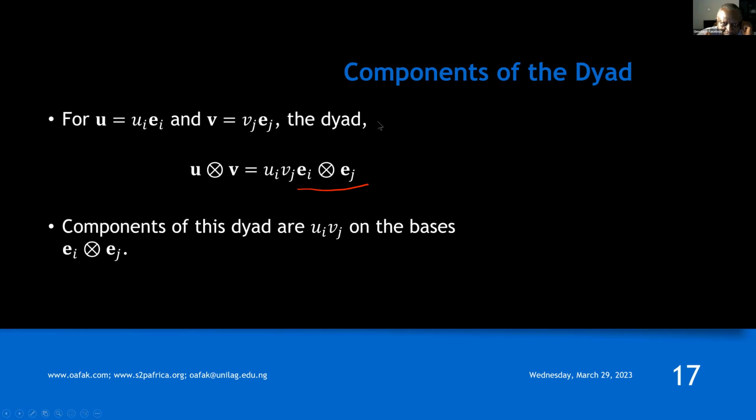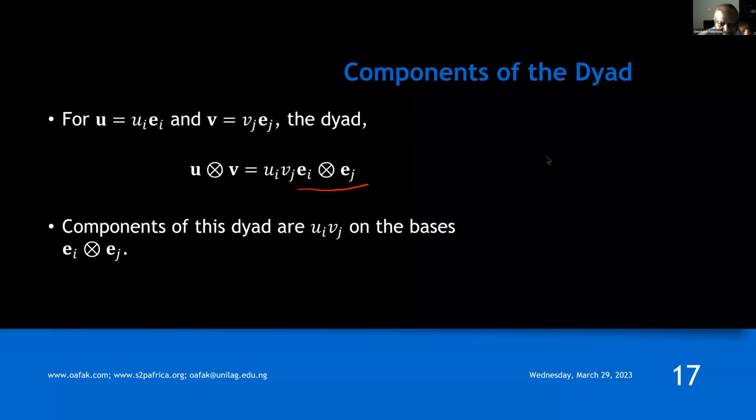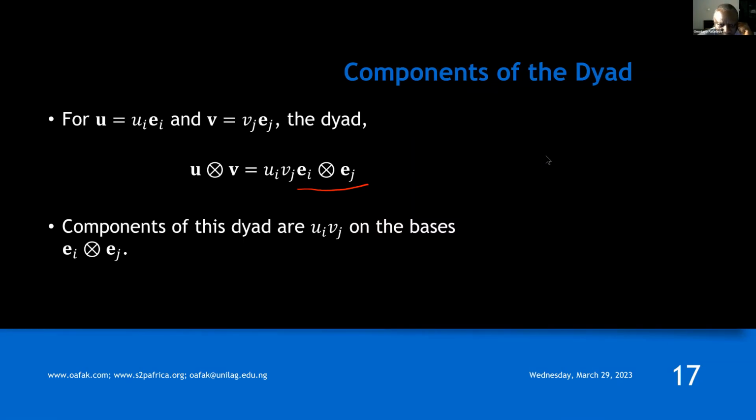Please, I want people in the class to tell me, are the components of the dyad as I've shown here? Is it very clear? If it's not clear, let me know, then I can do some little more explaining. But it's so obvious to me. I hope it is obvious to you. Okay, Olajide Bito said it's obvious, it's clear. Anybody else? Okay, so the component of the dyad is U_i V_j.